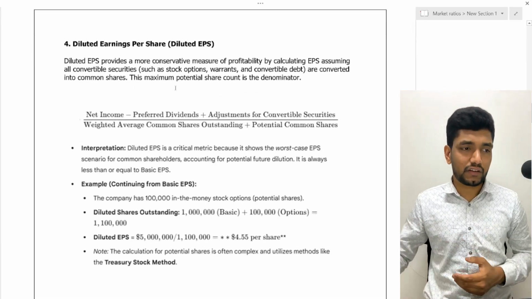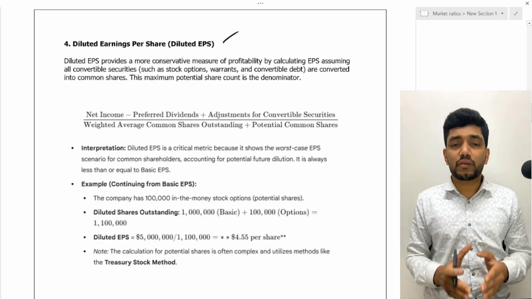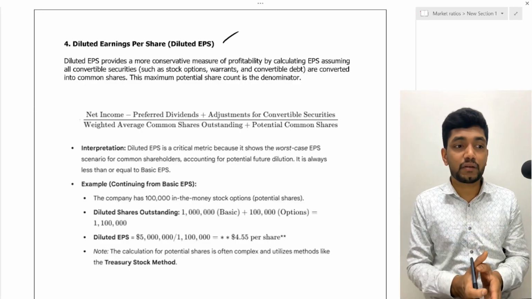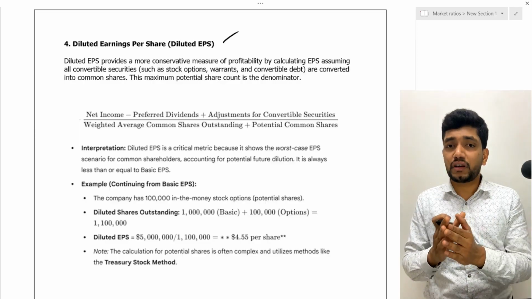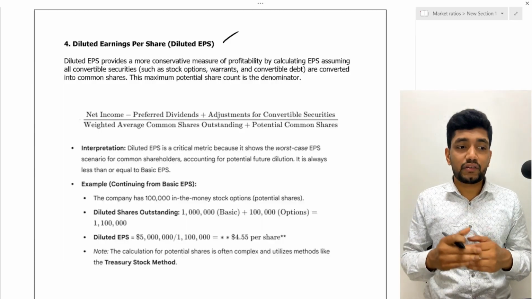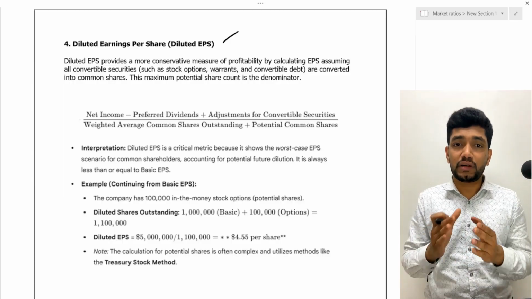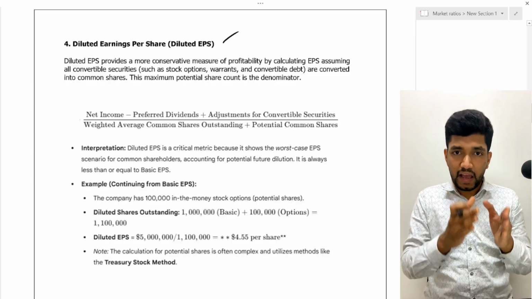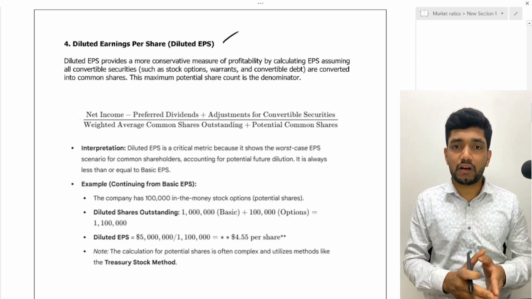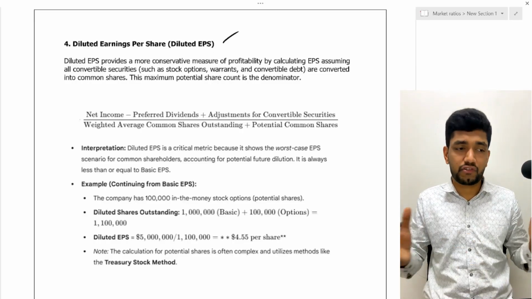Then let's move to the next concept, that is diluted earning per share. Normally there is a confusion between earning per share and diluted earning per share. Diluted earning per share is very straightforward. It considers total net income available to common equity shareholders and allocates it to the actual weighted average number of common shares outstanding.